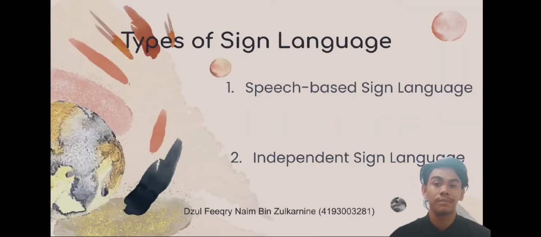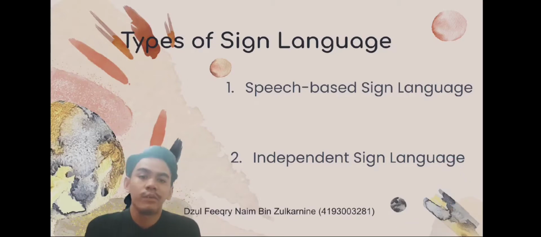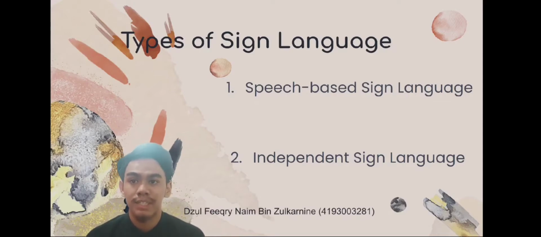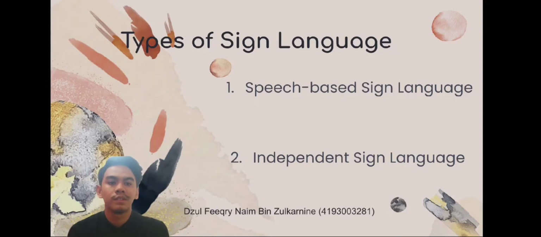So there are many types of sign language, but we will only cover two. The first one is speech-based sign language, and the second one is independent sign language. Speech-based sign language uses the parts of the human body in three-dimensional space as the physical means of communication. It represents spoken words and the order of the words or morphemes as they appear in ordinary spoken language.